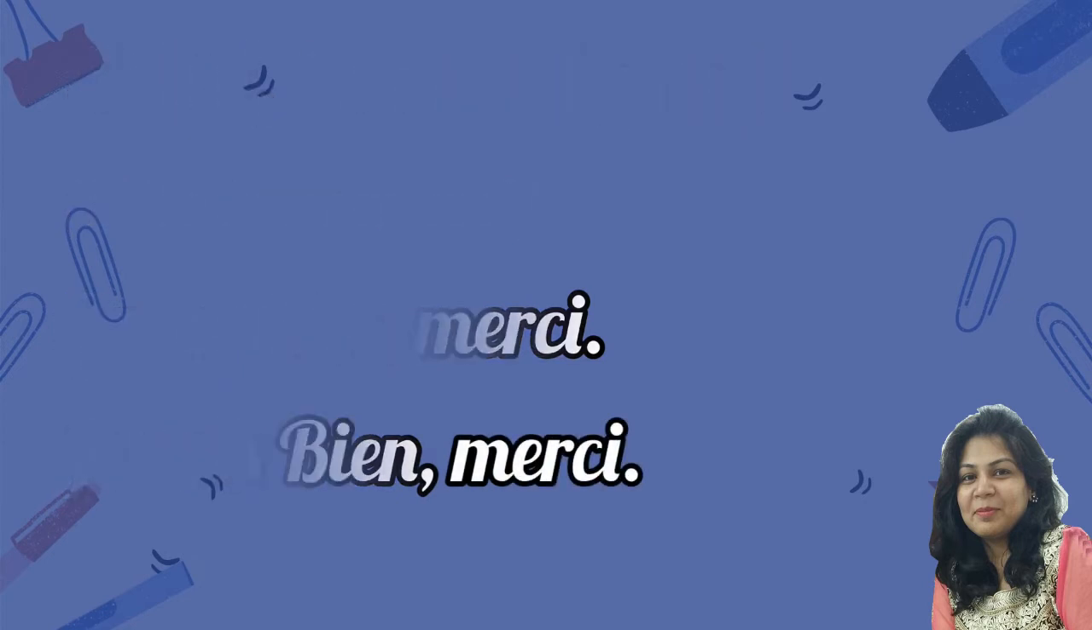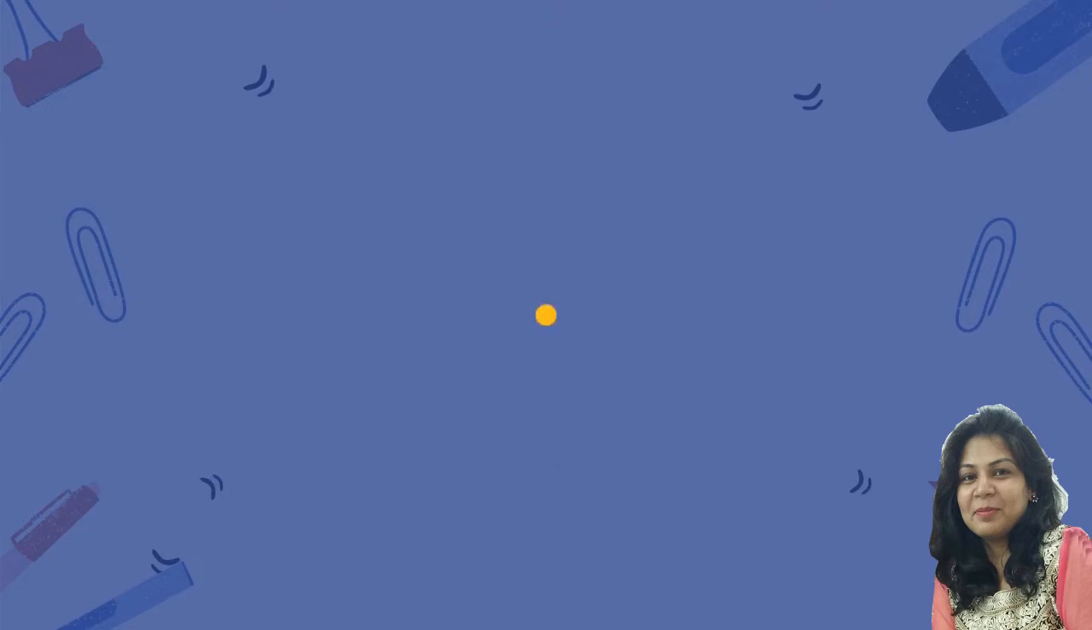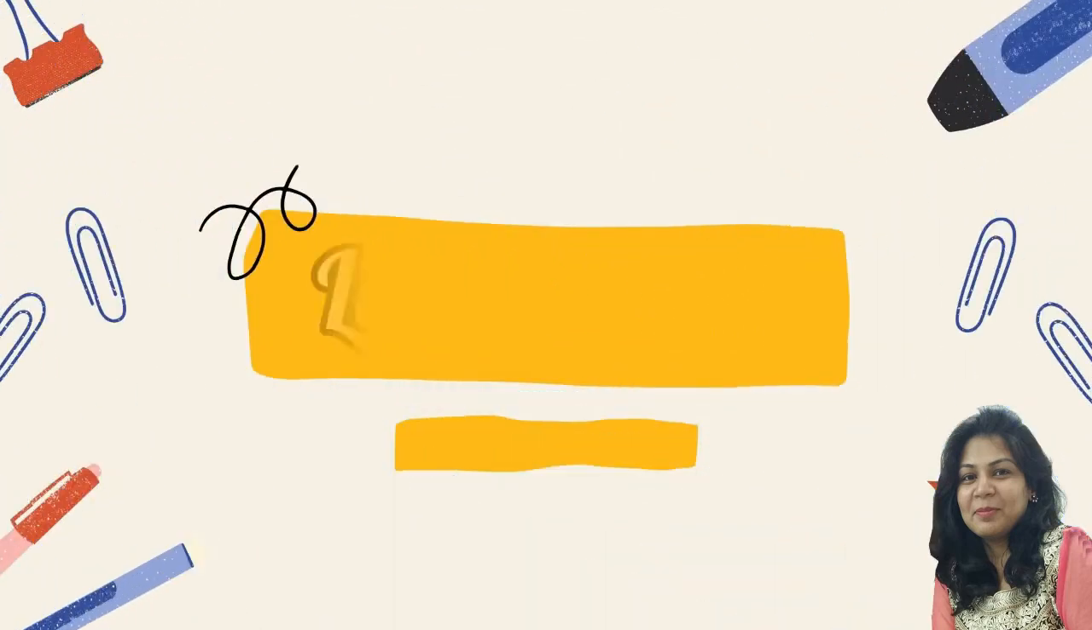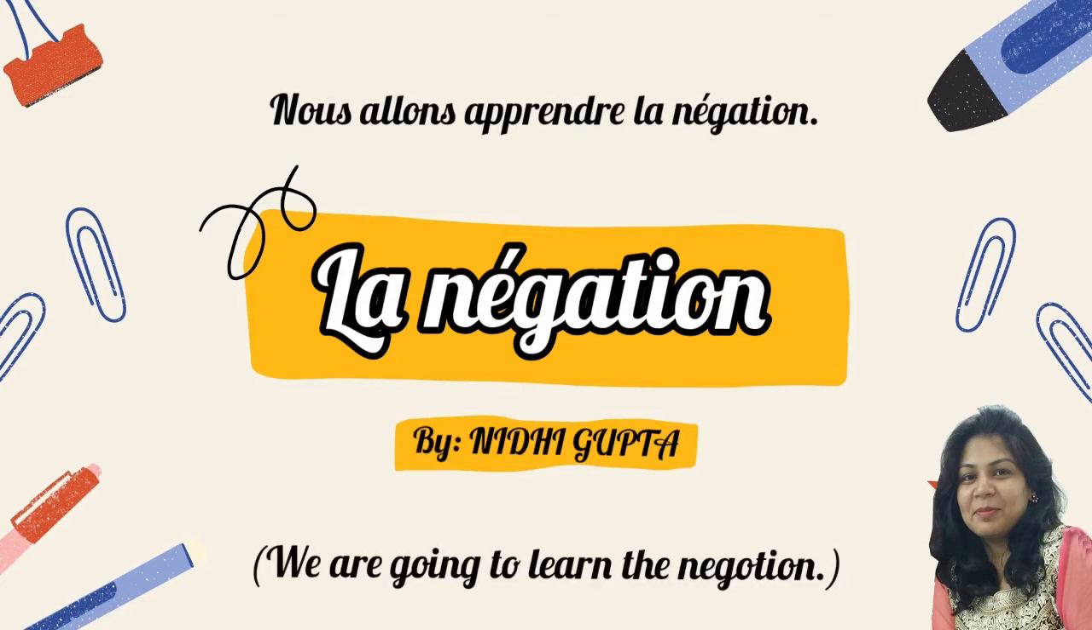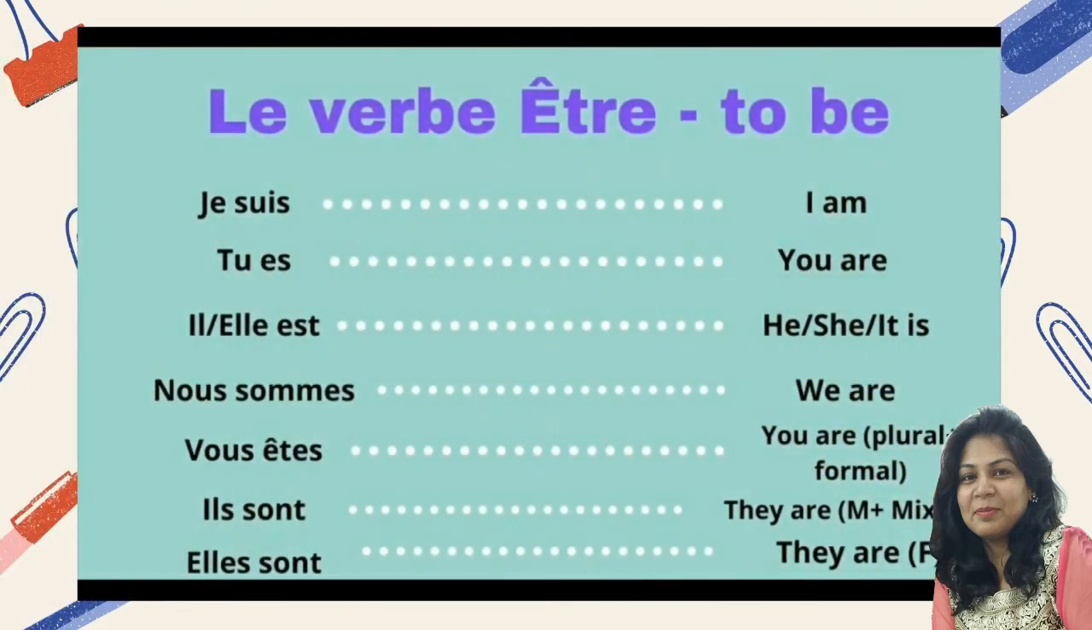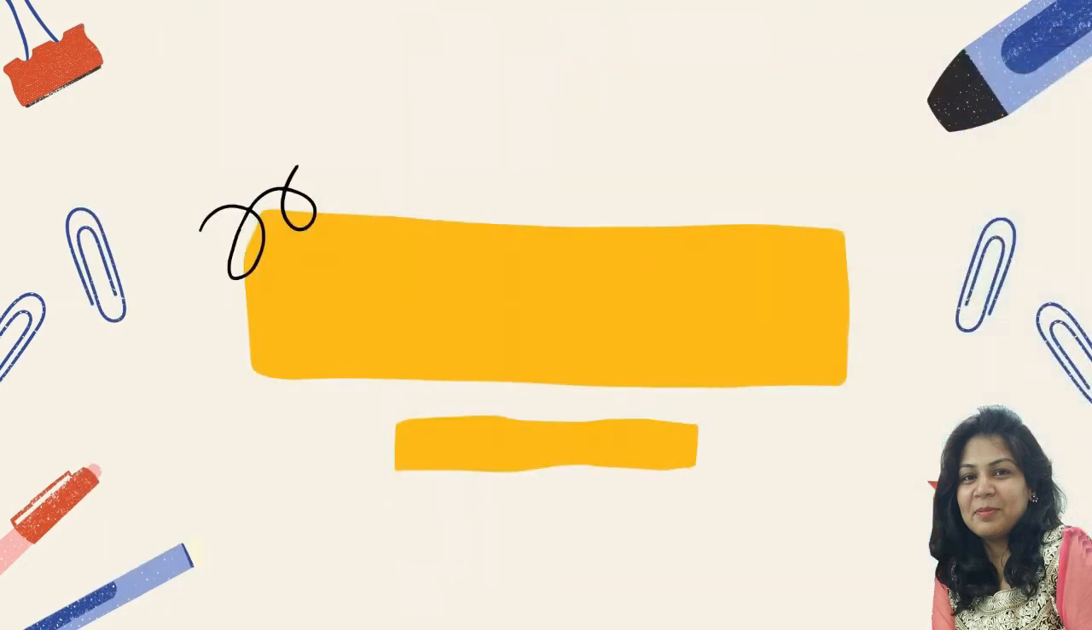Okay guys, so in today's lecture, we are going to understand la négation. Nous allons apprendre la négation. So how do we make a negative sentence in French? In last video we did the verb être, where we understood how to say I am, you are, he is, she is. I will take one example from there and create a sentence, and then we will see how to make a negative sentence in French.